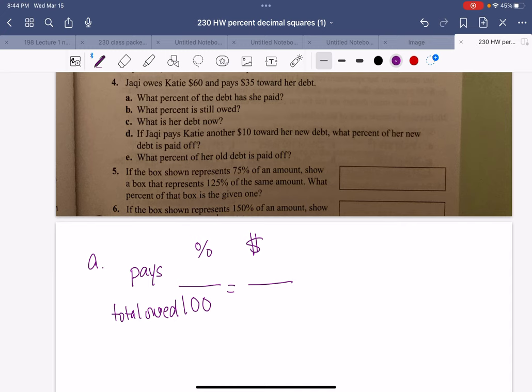And then you've got the total debt that needs to be paid, which is the $60 that she owes Katie. And she's paying back $35. And they're asking what percentage is that. So you can set that up and solve that.